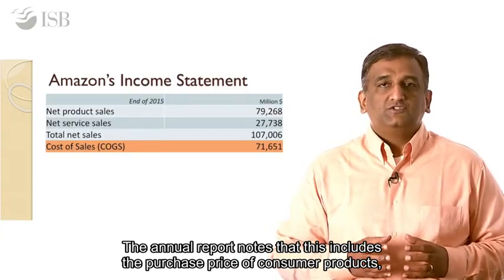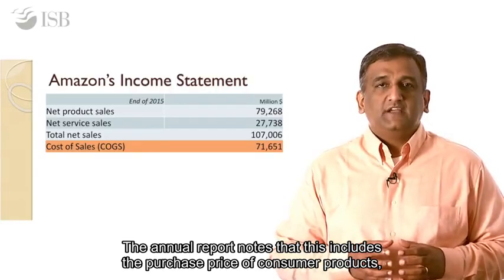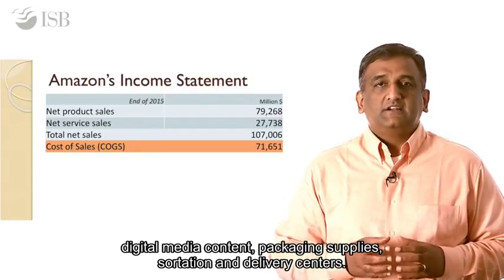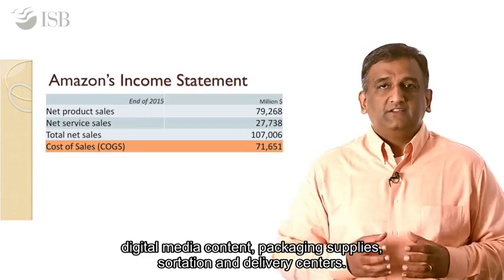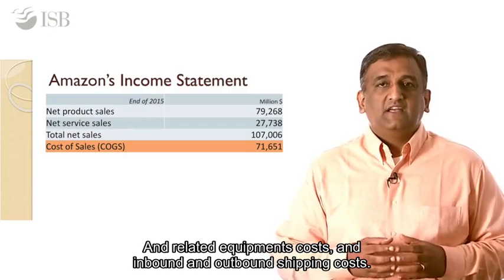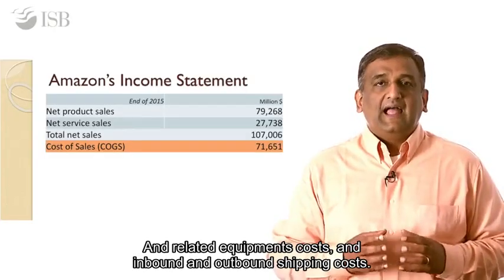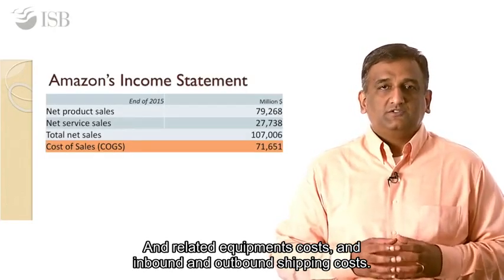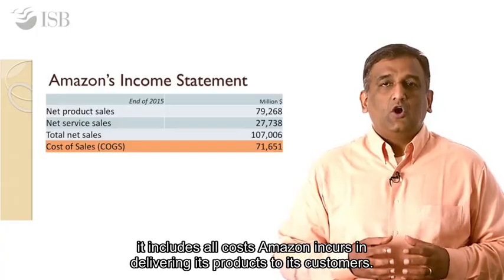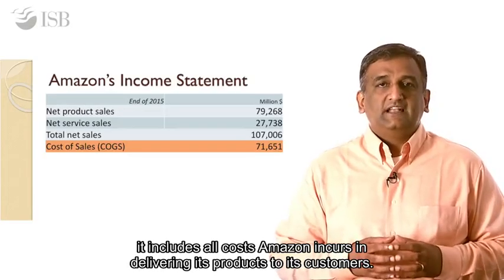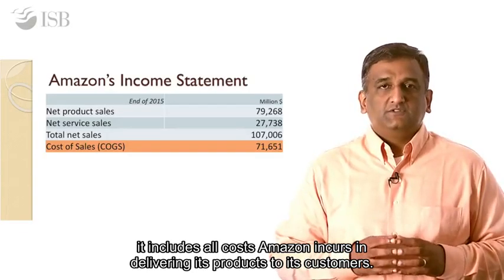The annual report notes that this includes the purchase price of consumer products, digital media content, packaging supplies, sortation and delivery centers, and related equipment costs, and inbound and outbound shipping costs. In summary, it includes all costs Amazon incurs in delivering its products to its customers.